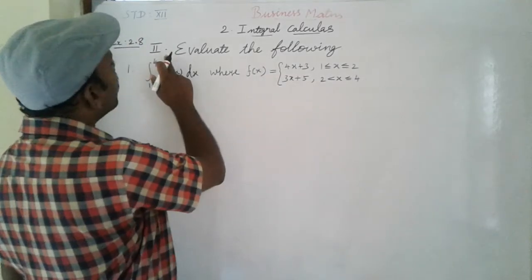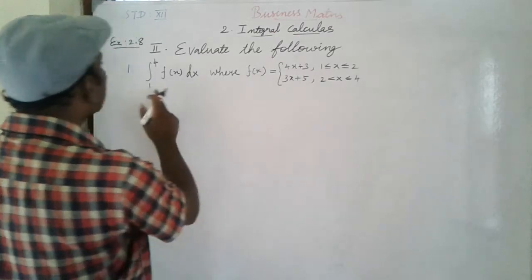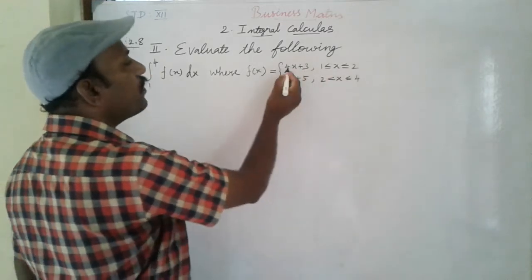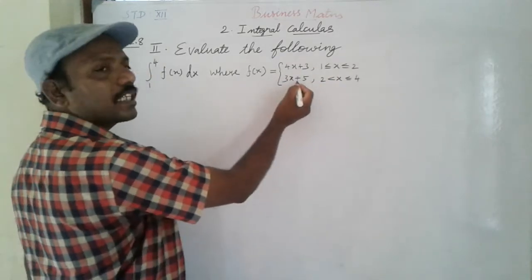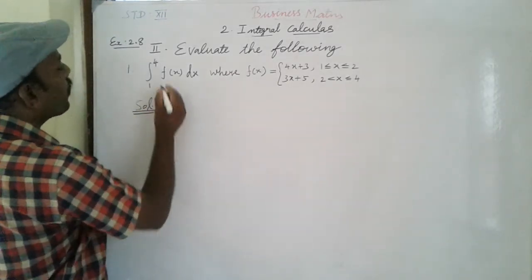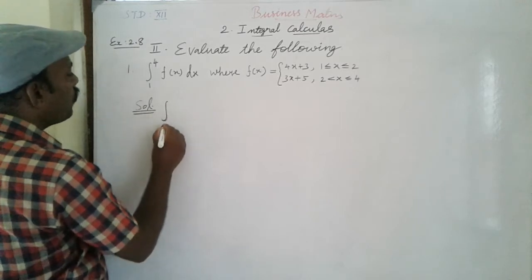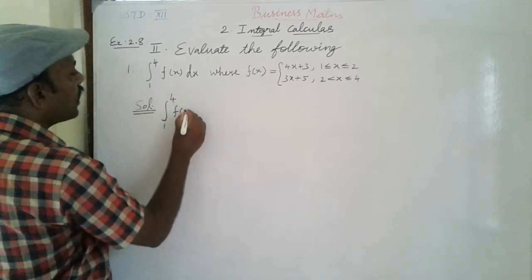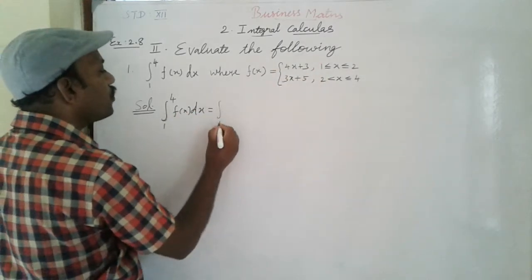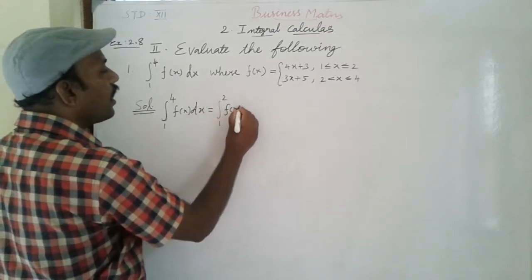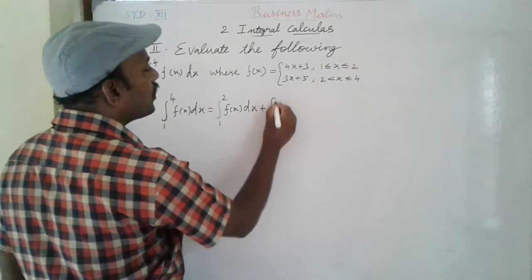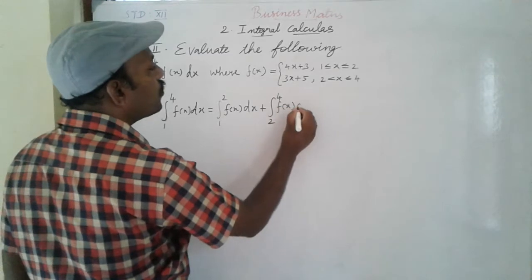Exercise 2.8, second Roman. Evaluate the following. First sum: integral 1 to 4 f of x dx, where f of x is equal to 4x plus 3 for limit 1 to 2, and 3x plus 5 for 2 to 4. Solution: integral 1 to 4 f of x dx equals, substituting the limits, first limit 1 to 2 f of x dx plus integral, second limit is 2 to 4 f of x dx.